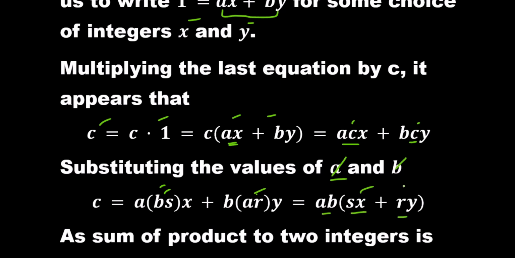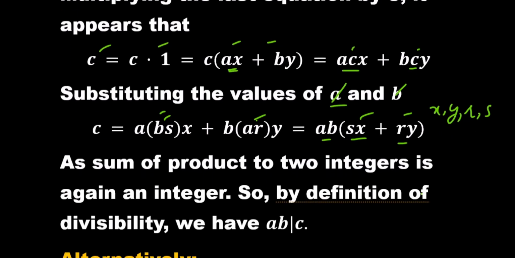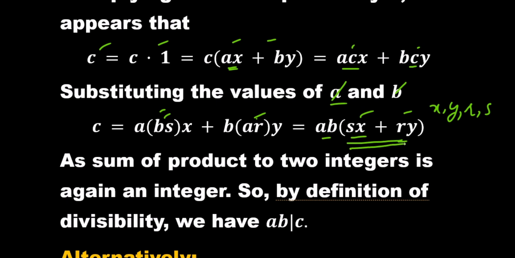As X, Y, R, S, these four are integers, and we know that the sum and the product of two integers is always an integer. This shows that this whole sum is an integer. So we say, suppose this is equal to K. Then we have C is equal to AB into K. Again, by using the definition of divisibility, we can write it as AB divides C for some integer K. That is required to prove.